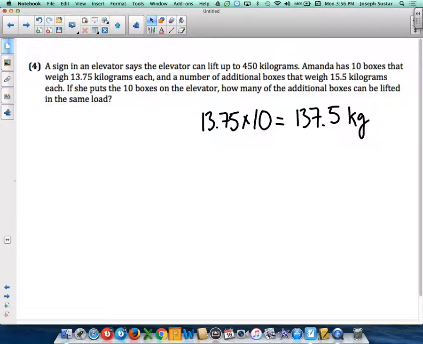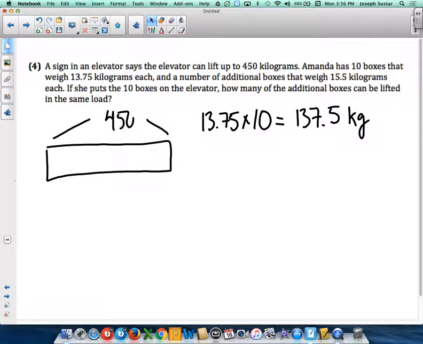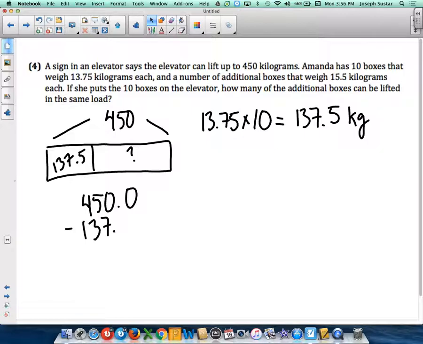Now we know the original elevator can hold 450 total, and we know those 10 boxes weigh 137.5. So we want to find out how much room is left. So we can subtract 450 minus 137.5. We're going to borrow: 10 minus 5 is 5.